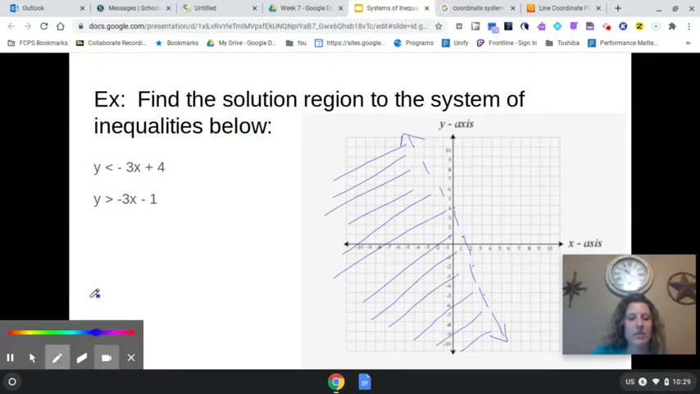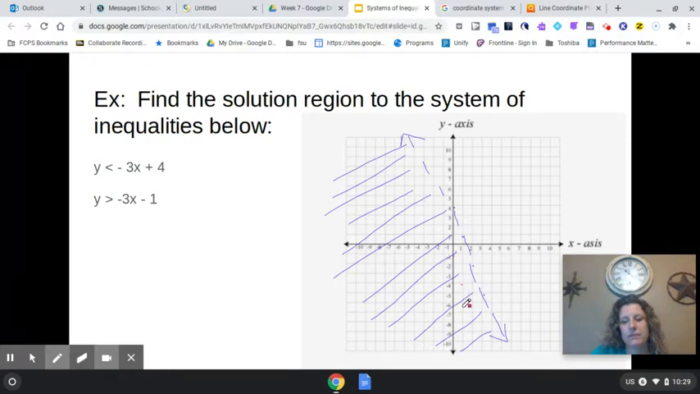Changing colors, I'm going to plot the next inequality in red. We have a y-intercept of -1, and again, a slope of -3/1. If you notice, these two lines have the same slope. What that means is they are going to be parallel to each other. Connecting that with a dotted line because it's a greater than, and I'm going to shade above.